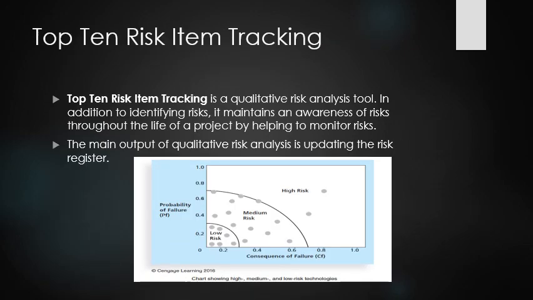Top 10 Risk Tracking is a qualitative risk analysis tool. In addition to identifying risk, it maintains an awareness of risk throughout the life of a project by helping to monitor risk. Using this tool involves establishing a periodic review of the project's most significant risk items with management. Similar reviews can also occur with the customer.